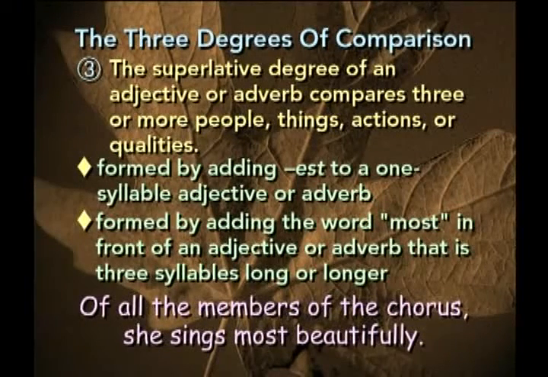And finally, of all the members of the chorus, she sings most beautifully. Again, we're dealing with a comparison of 3 or more individual people, and therefore we want the superlative degree of the adverb. Since we're dealing with an adverb that's 3 syllables long or longer, we form the superlative degree by adding the word most in front of the word. So we end up with, of all the members of the chorus, she sings most beautifully.